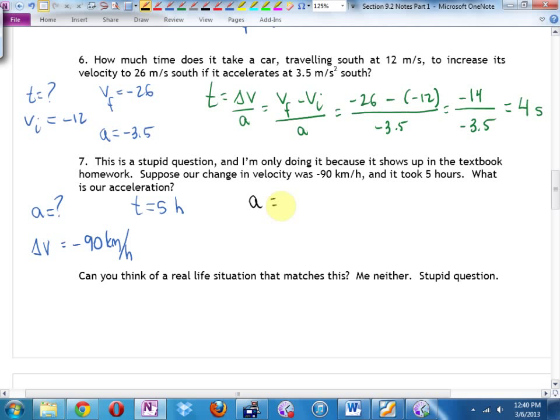Sorry, you're right, whoever said that. There's something in front of the v. Okay. So you're saying it's negative 90 divided by 5. Negative, which means we're slowing down, 18 meters per second squared. This is not going to be meters per second squared.